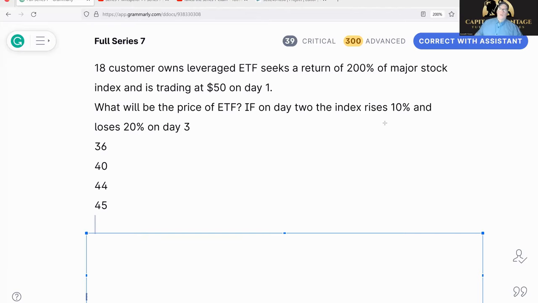Do they go up, they go down, stuff like that. So we know that a regular ETF goes up and down with the market, but a lot of times they're going to ask about leveraged or inverse. So let's try to get into how to do the math on that stuff. Okay, so let's look at this ETF here.